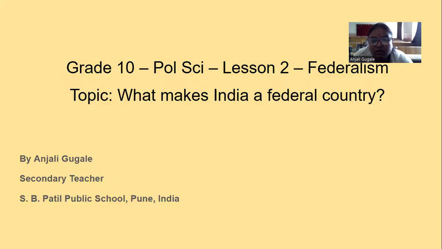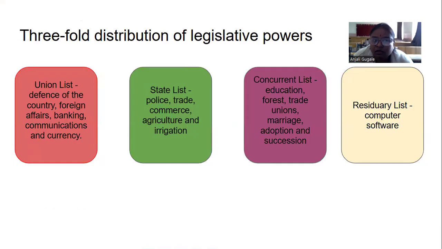Okay, now let us come to the main topic of today's class: what makes India a federal country. Now, children, I have explained that already the three tiers were there in the constitution also, and the powers were specified. The central government was more powerful, but this was not in practice in India. So later on, as per the Constitution of India, the distribution of legislative powers was already there.